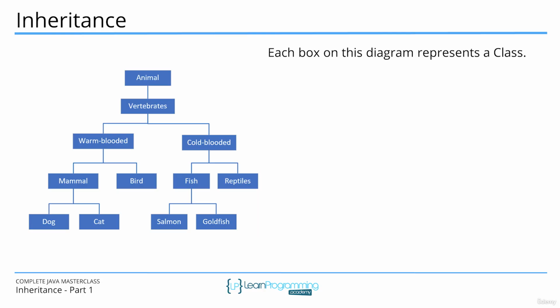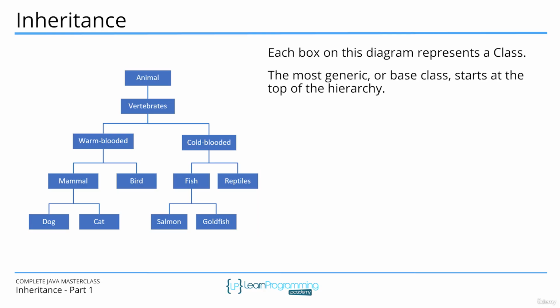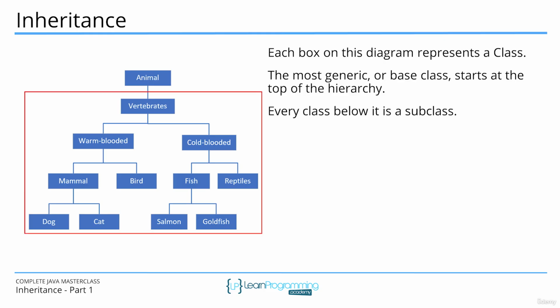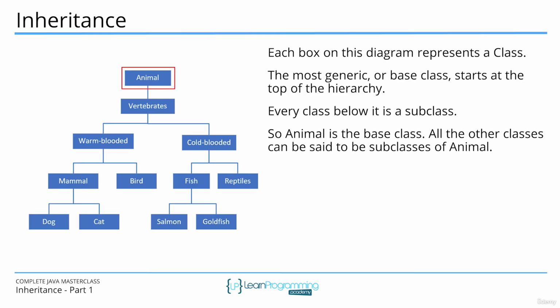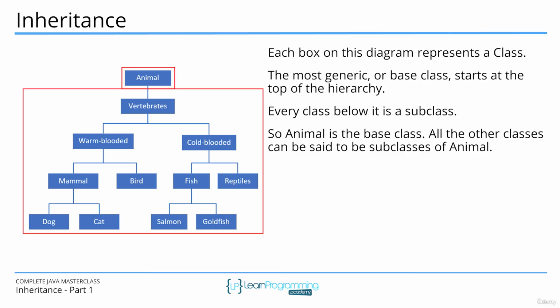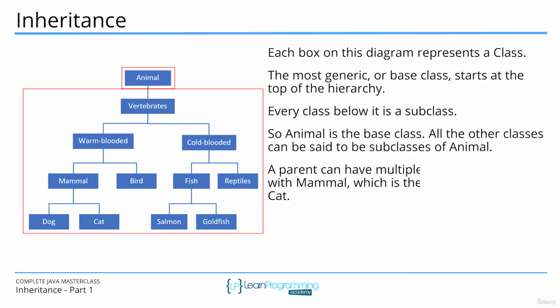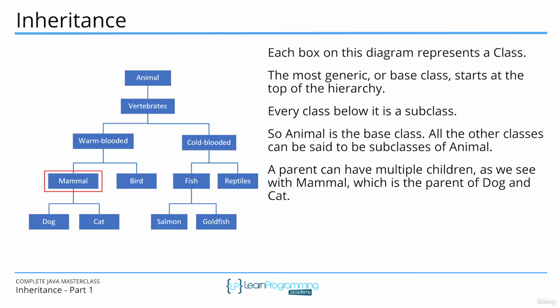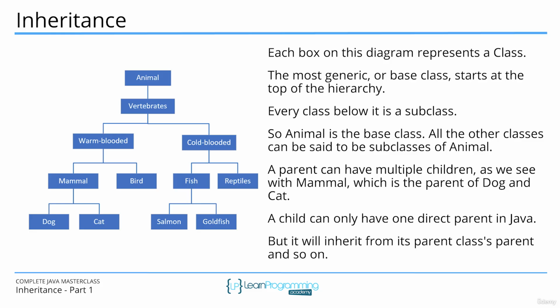Each box on this diagram represents a class. The most generic or base class starts at the top of the hierarchy. Every class below it is a subclass. So animal is the base class. All the other classes can be said to be subclasses of animal. A parent can have multiple children, as we see with mammal, which is the parent of dog and cat. A child can only have one direct parent in Java, but it will inherit from its parent class's parent and so on.